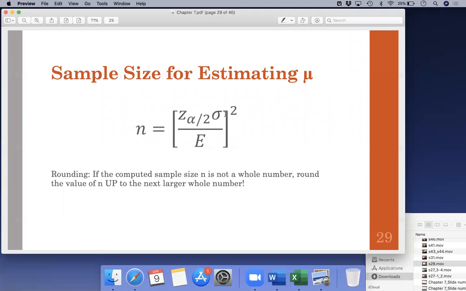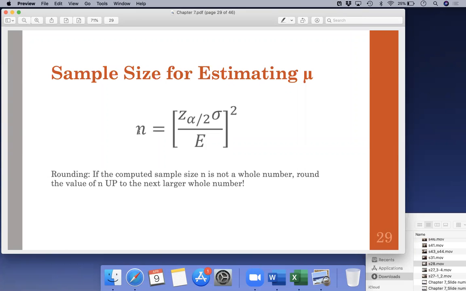Now, how can we find sample size for estimating mu? This is the formula you have to use. If you want to find n, and you know your population standard deviation, critical value and margin of error, substitute the values here, then you can find the corresponding sample size. Please remember you have a rounding off rule, like in the previous section 7.1, we did the same thing.